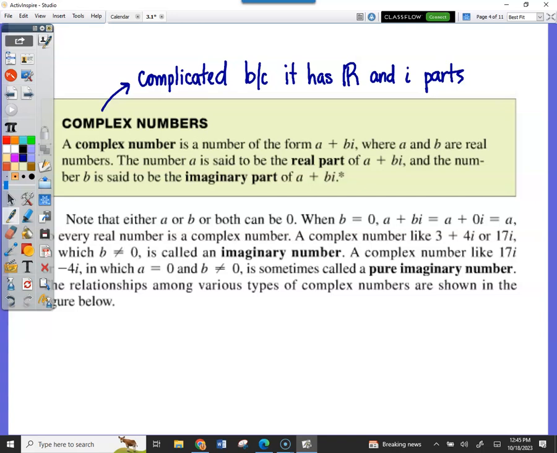But what does it look like? In standard form, the real number comes first, the imaginary number comes second. That's called standard form. Now, if the real number is 0, which means there's not one, then it would be considered pure imaginary. If the real number is anything but 0, then it's considered complex. Go to the next slide.